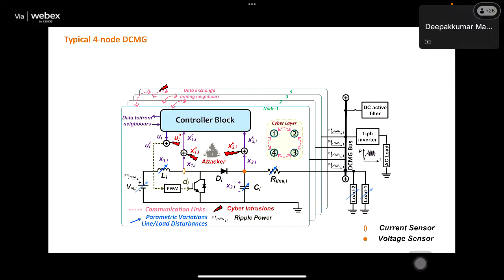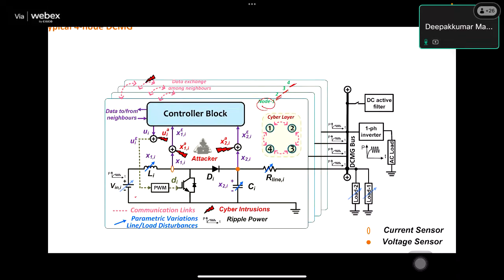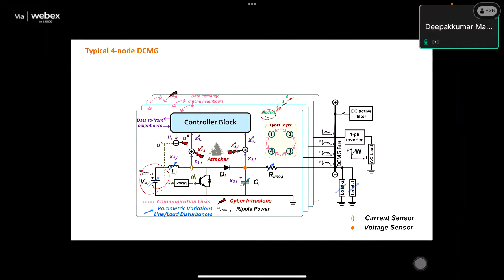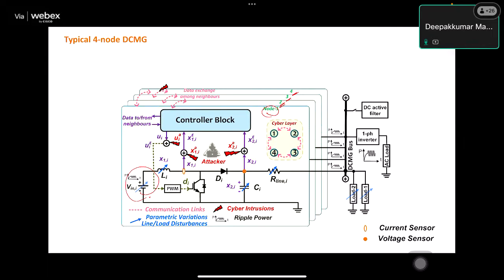Suppose we consider a simple system with just 4 nodes. So you have 4 sources and 4 converters. This is node 1, then node 2 here, 3 here, and 4 here. Every node has its own source. The source is coming here, and the corresponding converter is also available here, like a boost converter. And then what does the controller do?